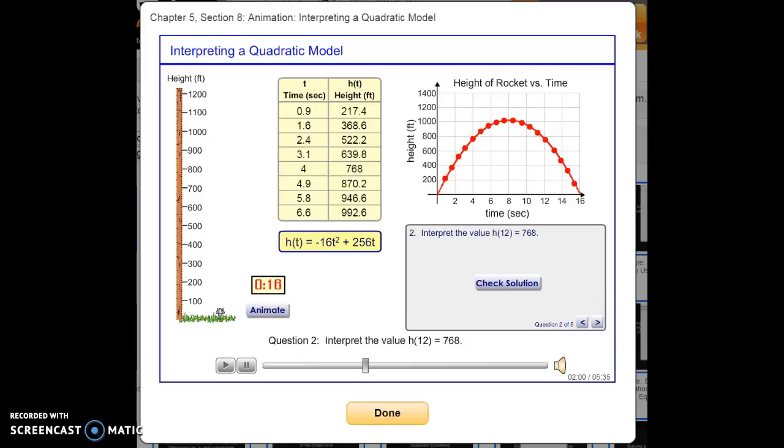Question 2. Interpret the value h of 12 equals 768. In this expression, 12 is the value of t, and 768 is the value of h of t. Therefore, 12 seconds after launch, the rocket will be at a height of 768 feet.